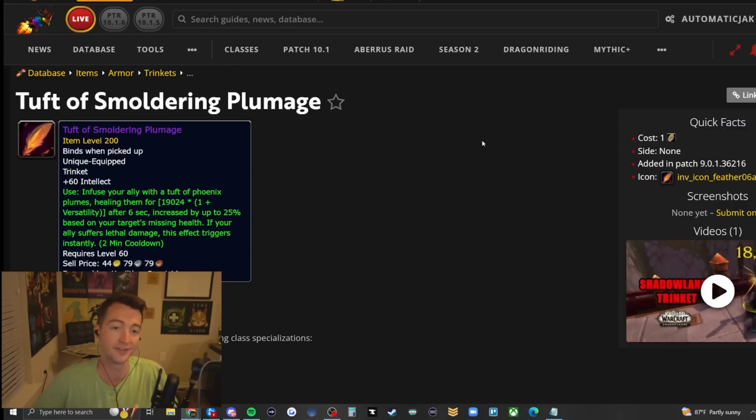For number four, this should be no surprise, the Tuft of Smoldering Plumage was probably the best healer trinket of the expansion when it comes to Shadowlands. This dropped off of Kael'thas Sunstrider. This is the Sun King's Salvation fight. You infuse your ally with the Tuft of Phoenix Flames, and you'll heal them after 6 seconds, but if the target takes lethal damage, then that heal triggers instantly, minus whatever damage they would have taken that was lethal.